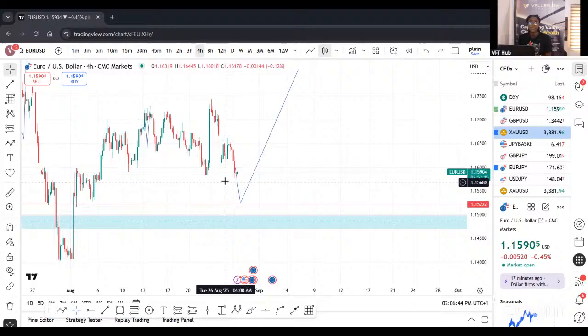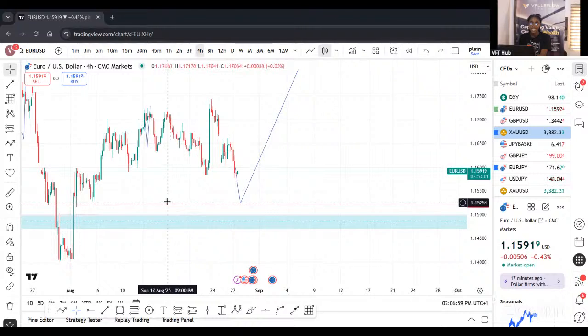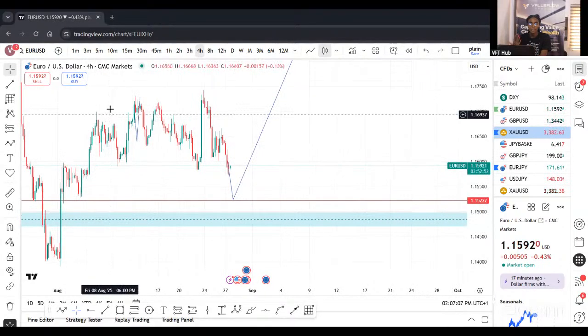But I am speculating, and I am saying that there's more room for sales on Euro USD, for price to sell all the way into 1.15222 on the 4-hour time frame, because there's a left shoulder right here that we may see price reacting off from, and we may see bullish moves, or we may see a box pattern failure.